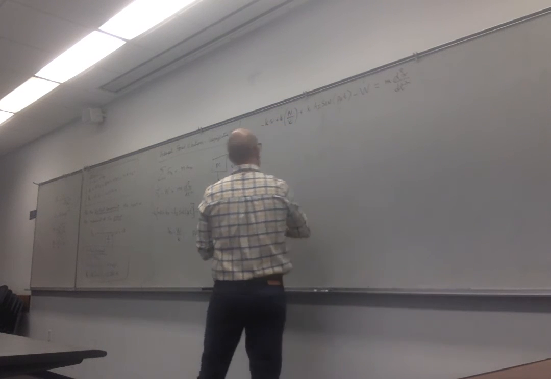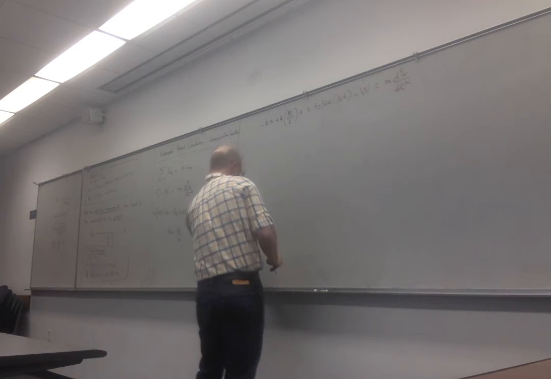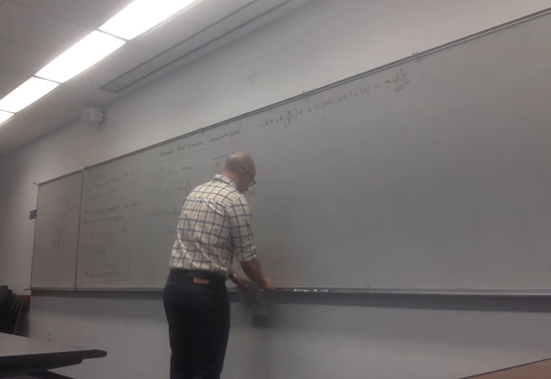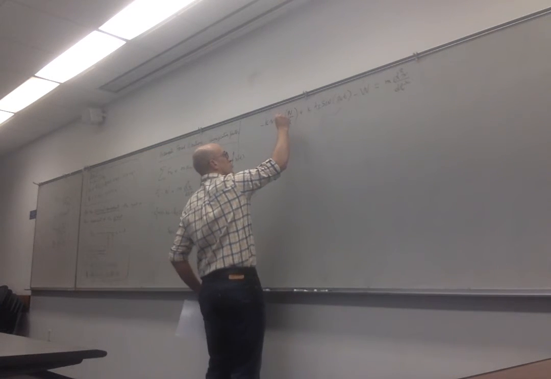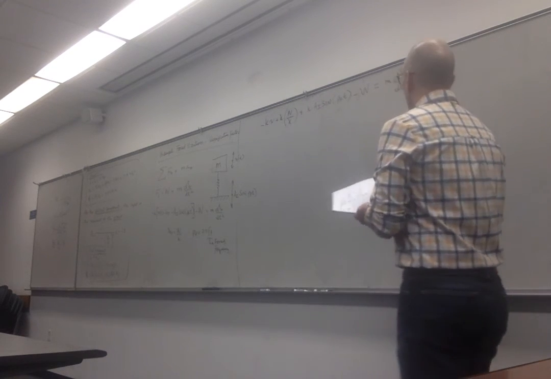This doesn't look like a k, but it is a k. So those two k's will simplify like this. And the plus w with the minus w cancel out. Okay?